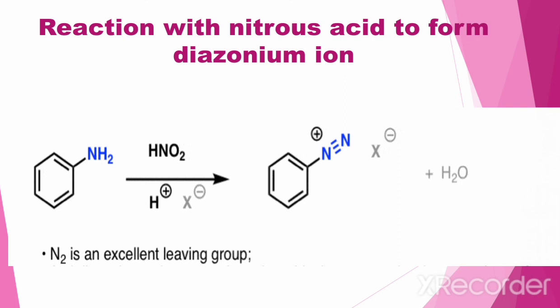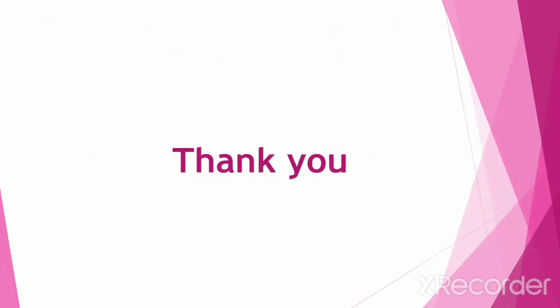Nitrogen is an excellent leaving group, because this ion, the diazonium ion, will leave easily from the ring. So this is the reaction of nitrous acid to form diazonium ion. And this is the final topic of the alkyl halides and amines chapter.